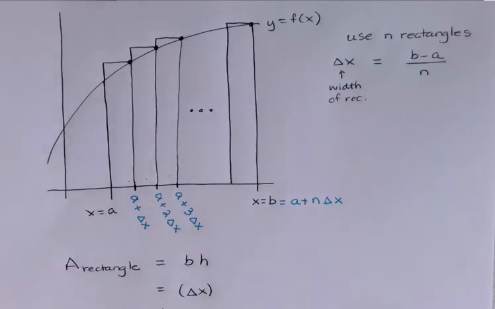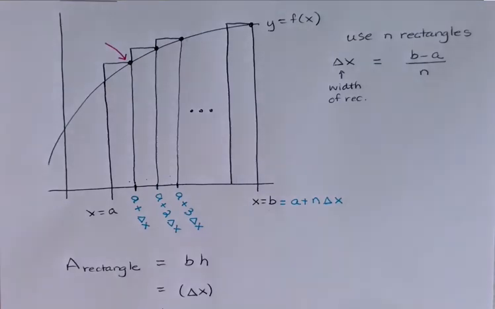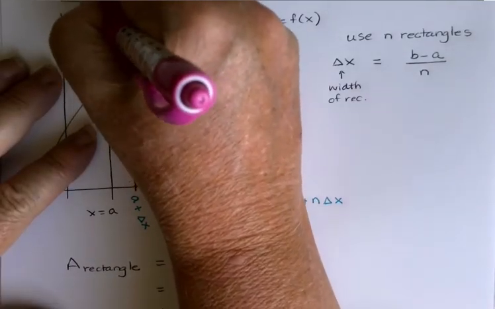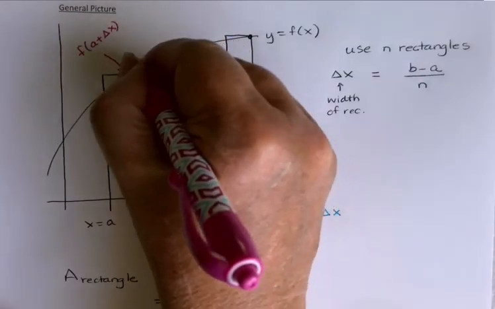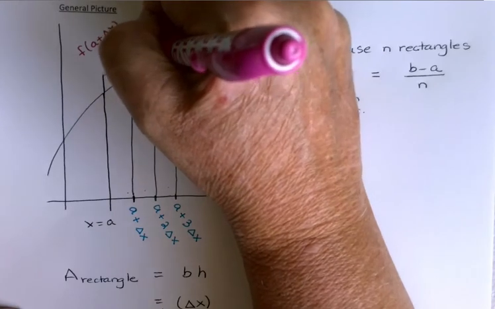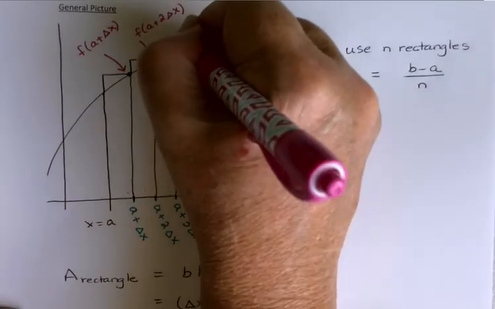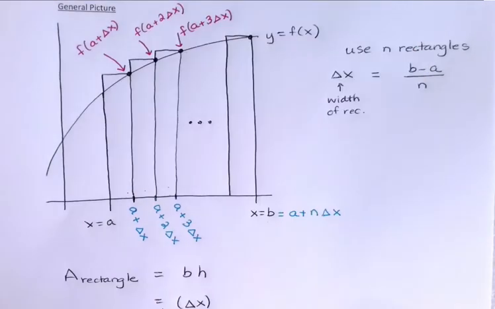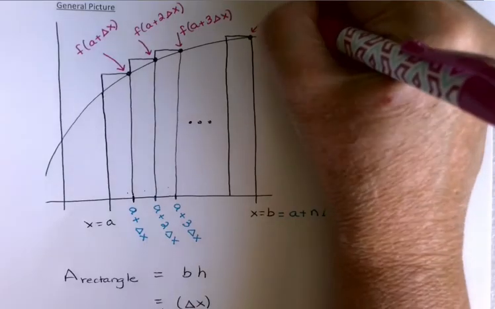Now what about the heights? Let's think about those for a moment. To get the height of the first rectangle, I used this y value on my curve, and it's the y value for x equals a plus delta x. So this would be f of a plus delta x. Right? Using that same idea, the height of the second rectangle is the y value for f of a plus 2 delta x's. And then this one, of course, is the y value for a plus 3 delta x's. And so on and so on. This last one is f of b, but I could also write that as f of a plus n delta x's.